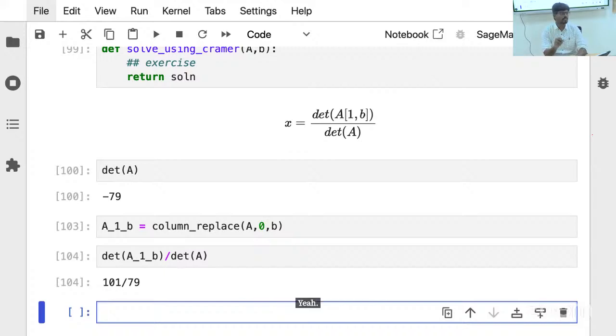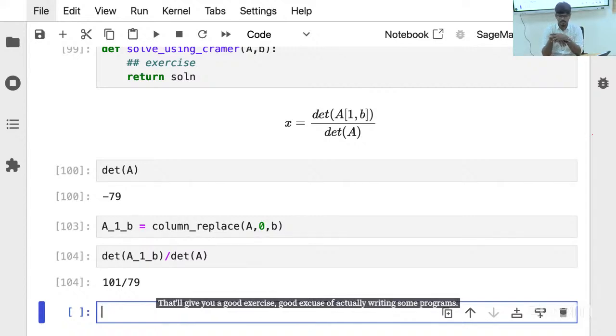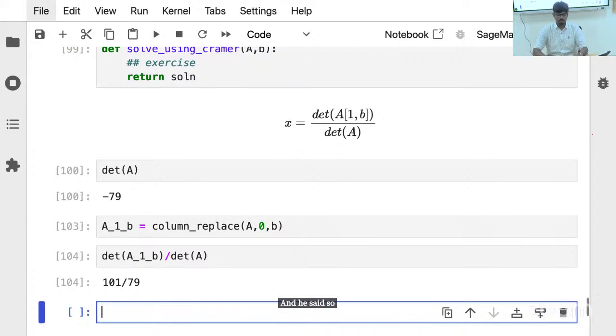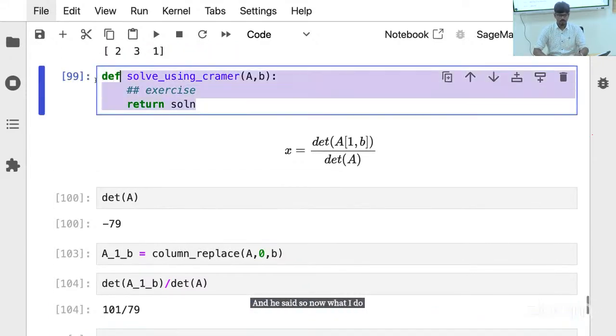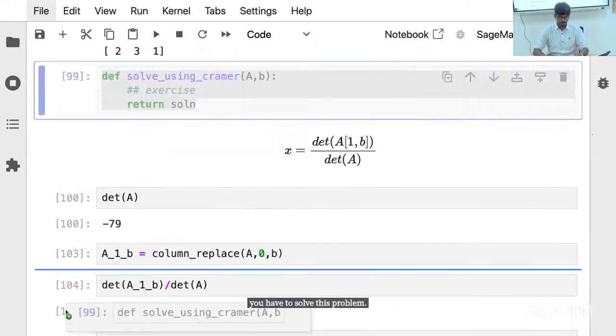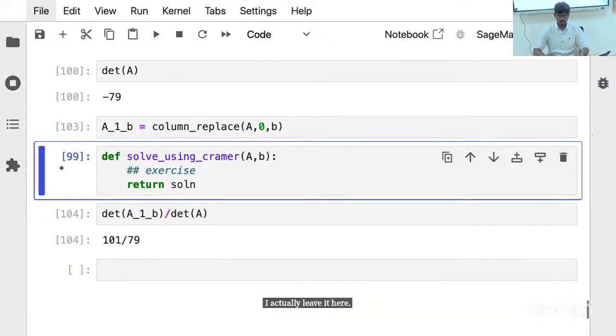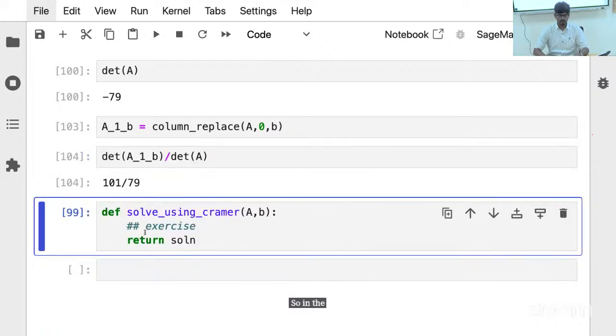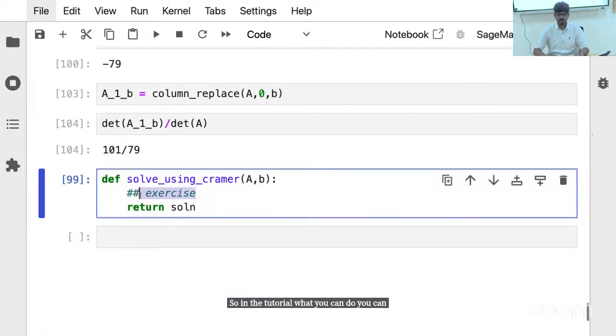Again, this exercise is not really mandatory unless you really wanted to do some programming. So that will give you a good excuse of actually writing some program. Now you have to solve this problem. I leave it here as an exercise for you. In the tutorial, you can write a function which has been done like this.